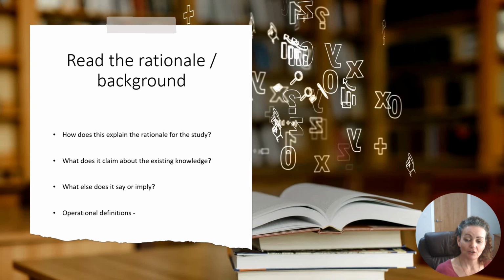So when we're looking at a manuscript, we know that there's always that background little section. So what you need to look at when you're reading the background section is, why have they done the study? What's it there for? And what does it try and imply?